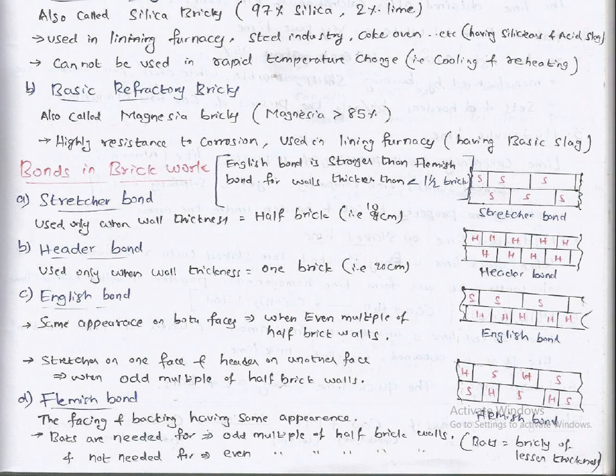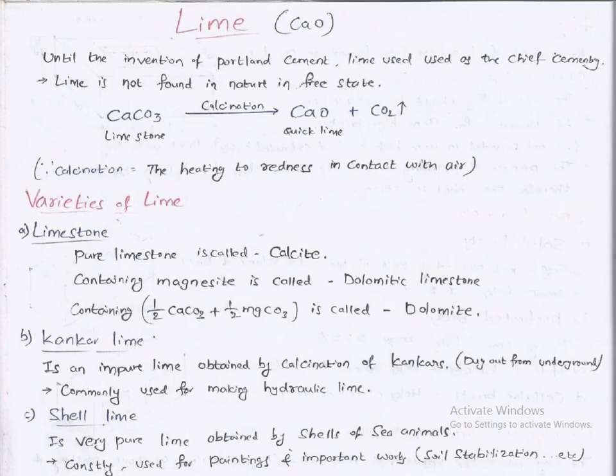Moving on. Now comes lime, CaO. Until the invention of Portland cement, lime was used as the chief cementing material. Lime is not found in nature in the free state. Calcium carbonate, limestone, after calcination forms calcium oxide, quicklime, and carbon dioxide evaporates, moves out. Calcination is heating to redness in contact with air. So the definition of calcination is clear.